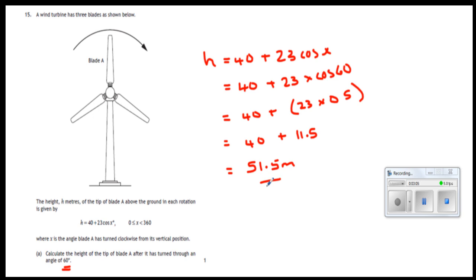So although that looked complicated, it's not. It's a straightforward question where you just substitute in your angle.